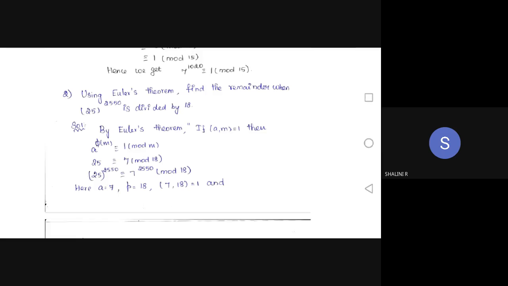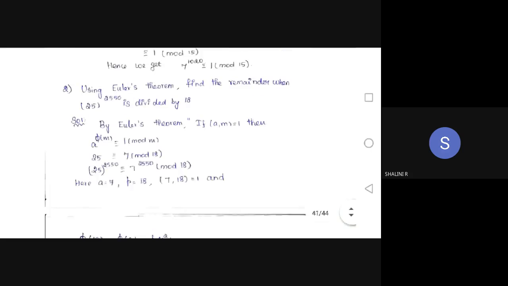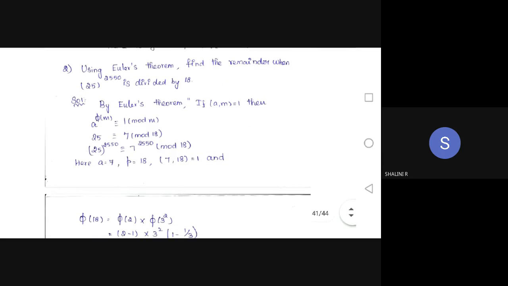Since 25 to the power 2550 is congruent to 7 power 2550 under mod 18, the base is 7 and the mod value is 18. So 7 is relatively prime to 18, since the GCD of 7 and 18 is 1. Then phi of 18 will be found, so that Euler's theorem can be applied.